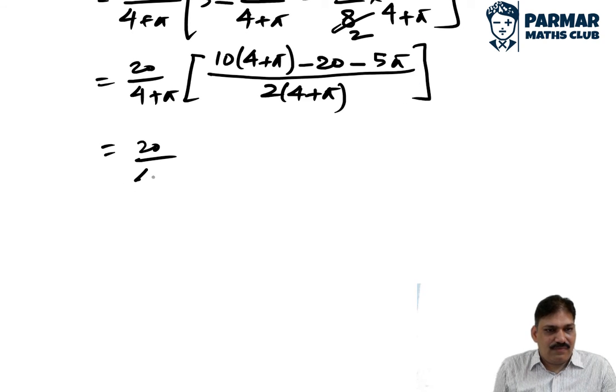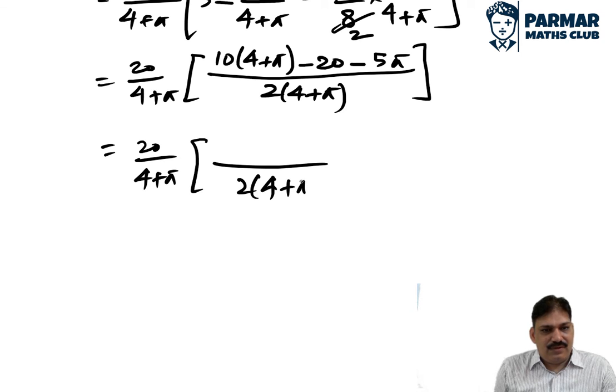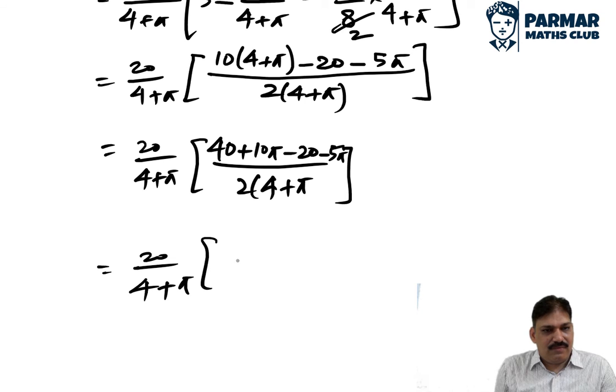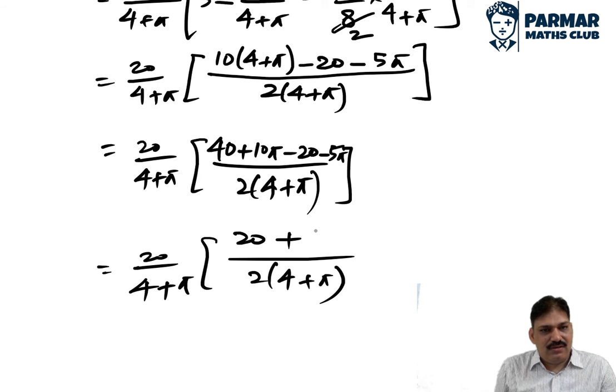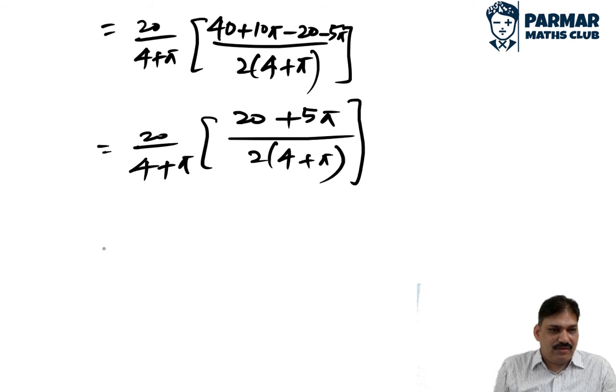This is 20 upon 4 plus pi upon 2 times of 4 plus pi. Now the numerator becomes 40 plus 10 pi minus 20 minus 5 times of pi. So 20 upon 4 plus pi multiplied by, this actually is 2 times of 4 plus pi. This is 40 minus 20 is 20 plus 10 pi minus 5 pi is plus 5 pi. So clearly 5 is common. 5 can be taken common from here.